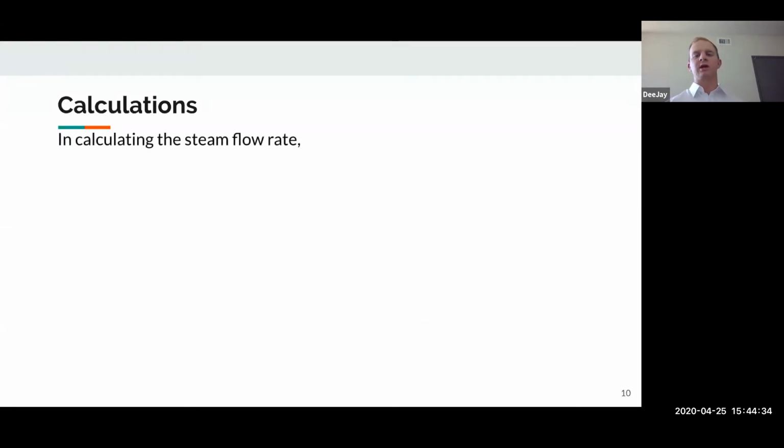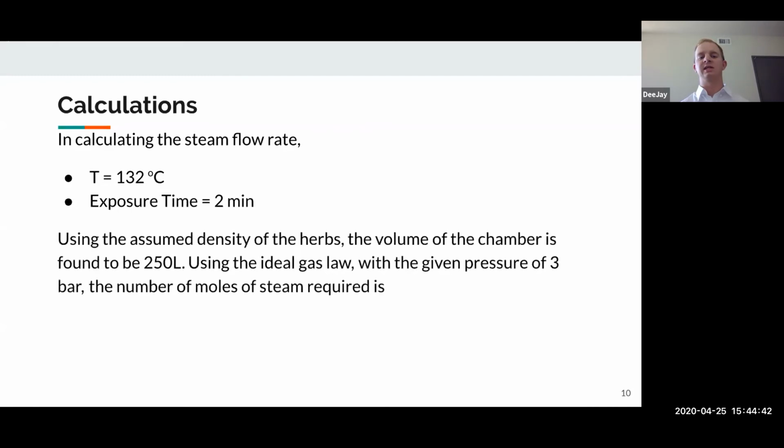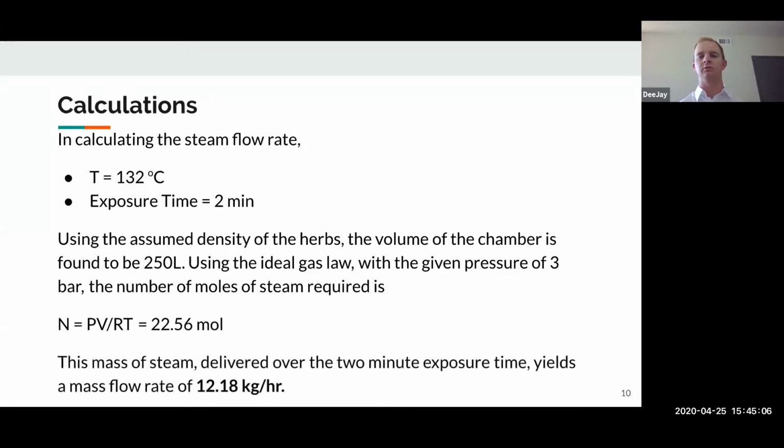The most important initial calculation in this process was calculating the steam flow rate needed in the steam decontamination chamber. To do so, we had a saturated steam at a temperature of 132 degrees C. And in order to sterilize at that temperature, you have to have an exposure time of 2 minutes. Then, using the density of our herb and the mass that we are required to decontaminate, we found a volume of the chamber of 250 liters, and we were given by our mentor a pressure of 3 bar with which to decontaminate at. This yields a total flow of a little over 22 moles of steam, and then applied over the 2-minute exposure time is a little over 12 kilograms an hour.